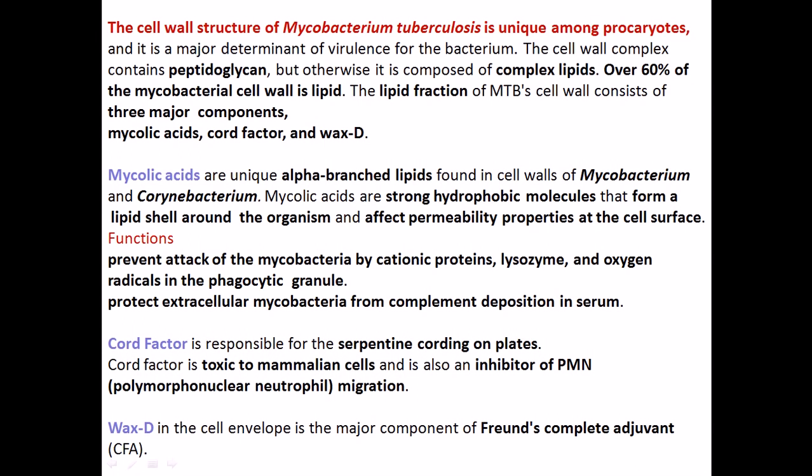One is mycolic acid, second is cord factor, and third is wax D. All three are among lipids. Now first is mycolic acid. They are unique alpha branched lipids.